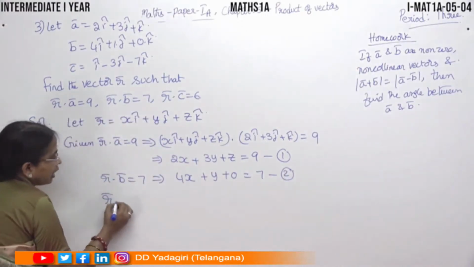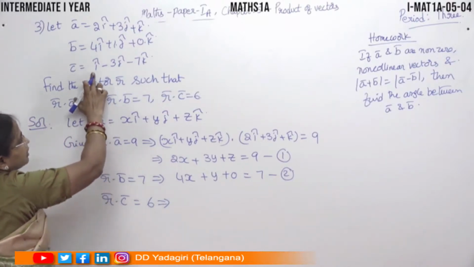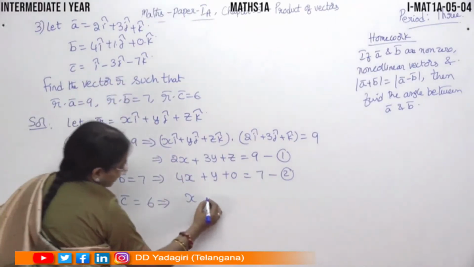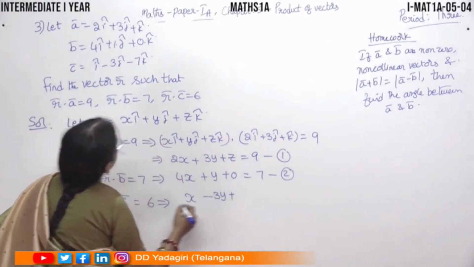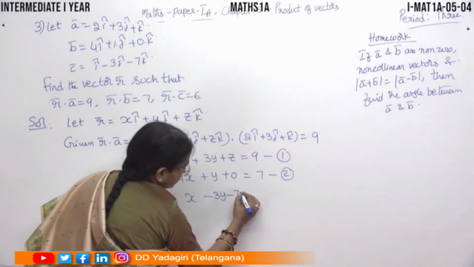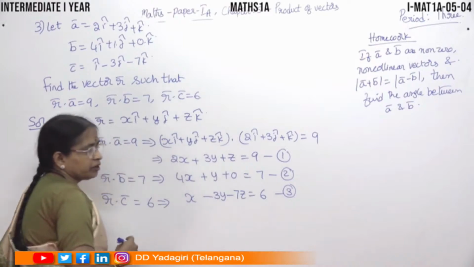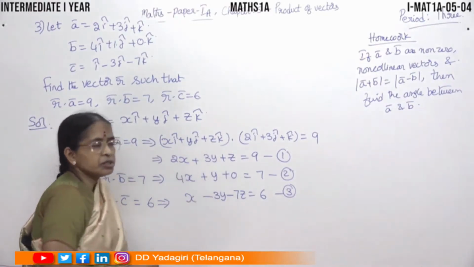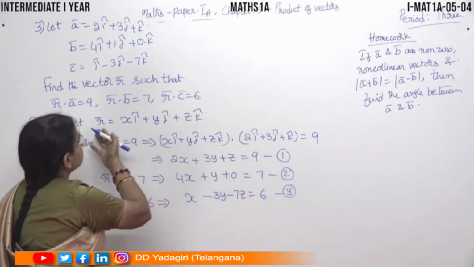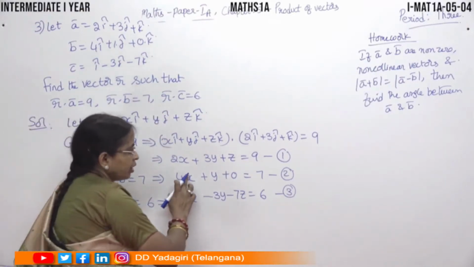Next you are given R dot C is equal to 6. So R dot C: x into 1, so x, and then y into minus 3, so minus 3y, plus z into minus 7, so minus 7z is equal to 6. So these are the three equations which you have to solve. After finding x, y, z, you can substitute and you will get the required vector R.